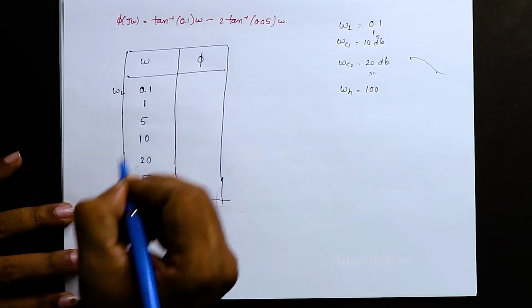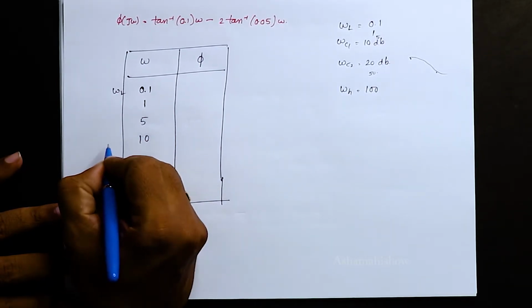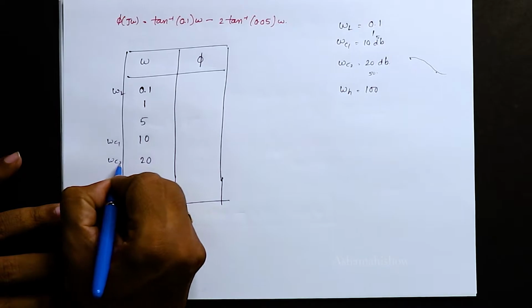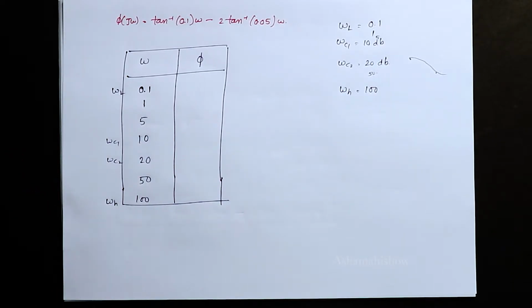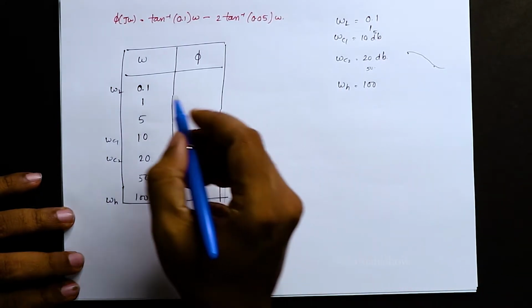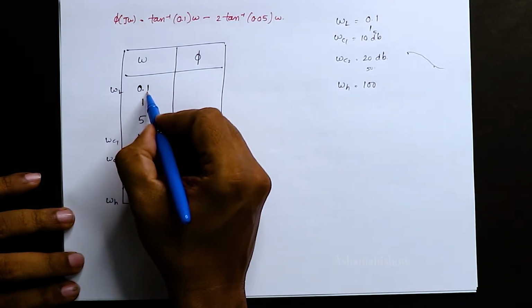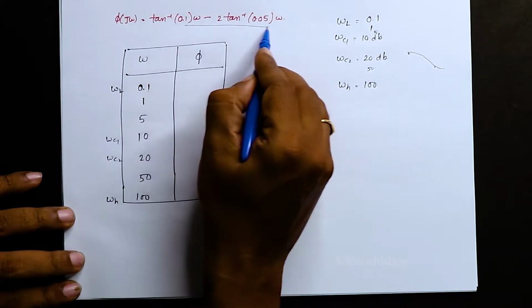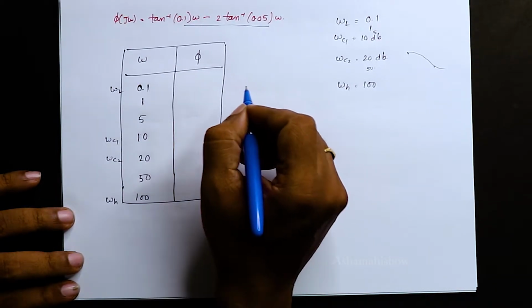See, this is your omega L, this is your omega H, this is your omega c1, this is your omega c2. The rest all values I have taken for getting a neat graph. Okay, so now what you have to do is you have to substitute omega value here and you need to find out phi of j omega.